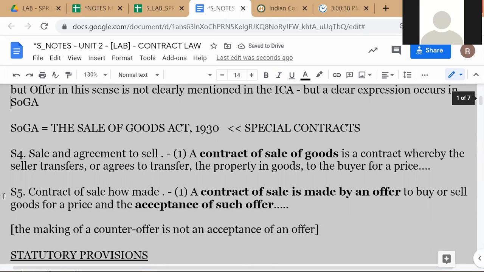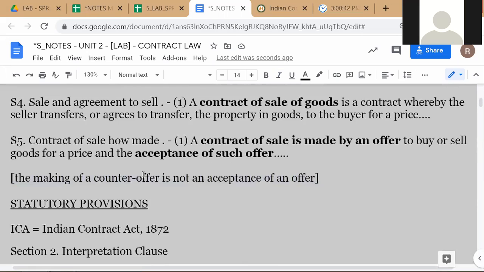Making of an acceptance. So Ritika says, buy my scooty for 15,000. I say, yes, I buy it, but for 10,000. That's not acceptance of an offer. That's making of a counter offer.